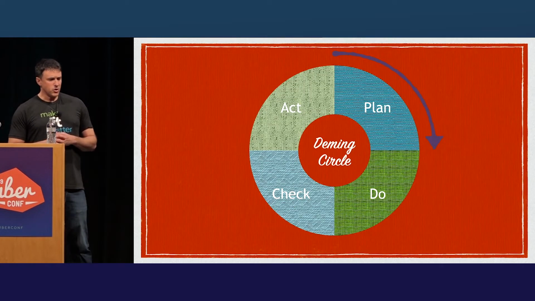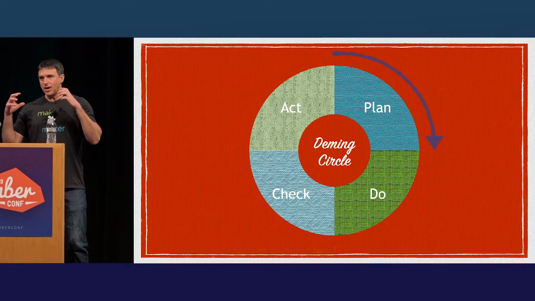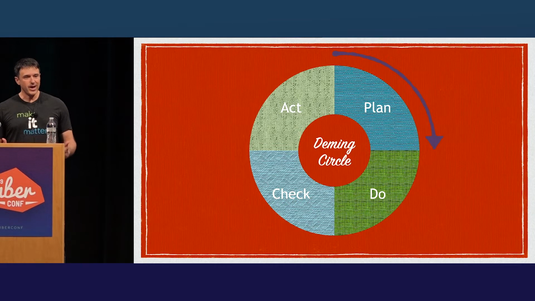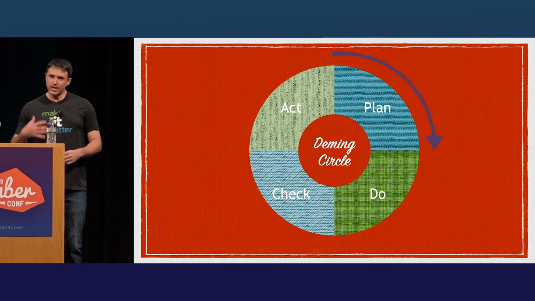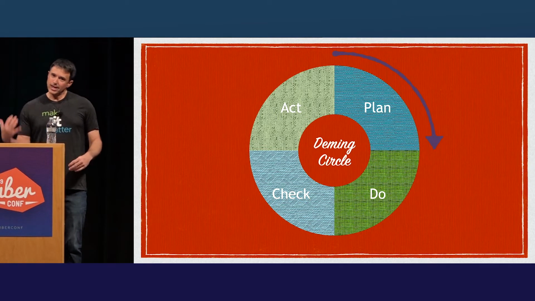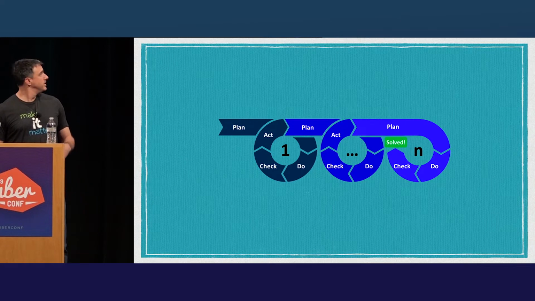And one of the things he's most known for is this thing called the Deming Circle. And essentially, it's applying scientific method to engineering and manufacturing problems. So you plan something, you execute, you analyze the results, and based on what you find out, you make adjustments. And you just keep doing this in tight loops until you've solved your problem.